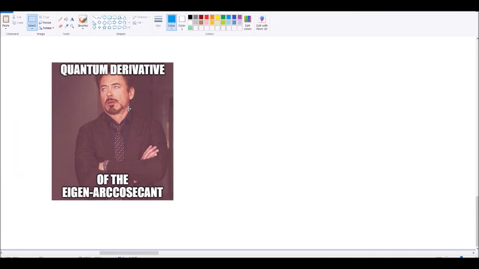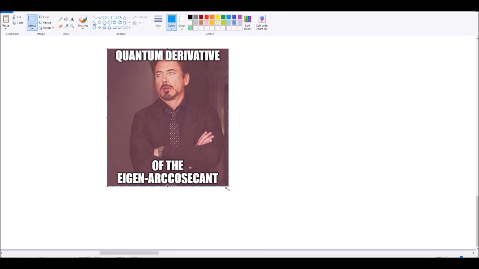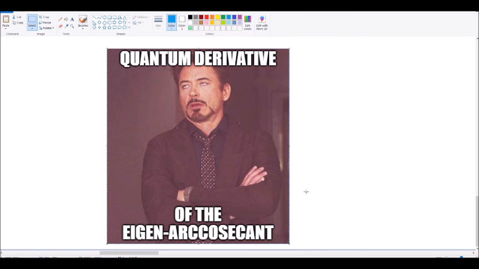The quantum derivative of the eigenarc cosecant. I swear that's something Tony Stark said once.